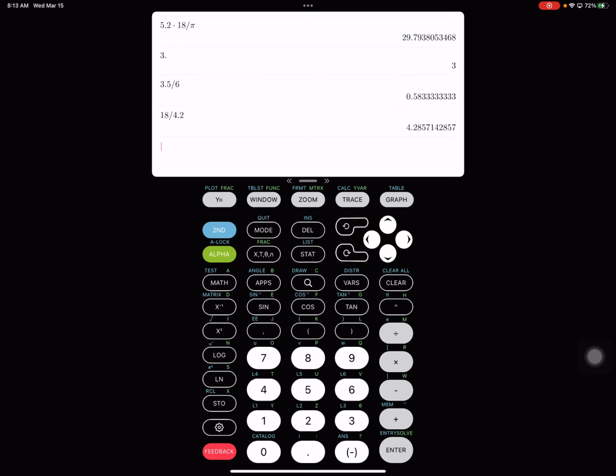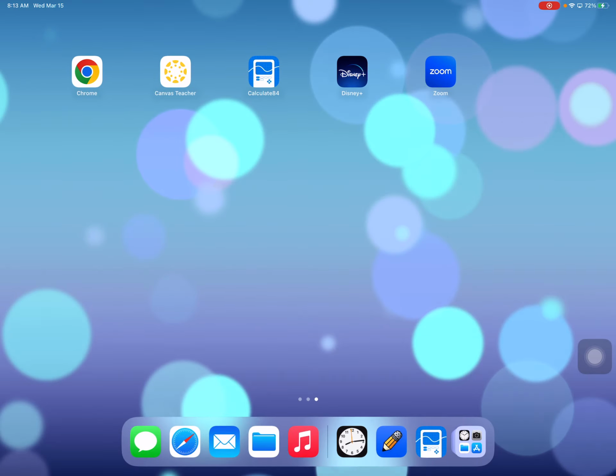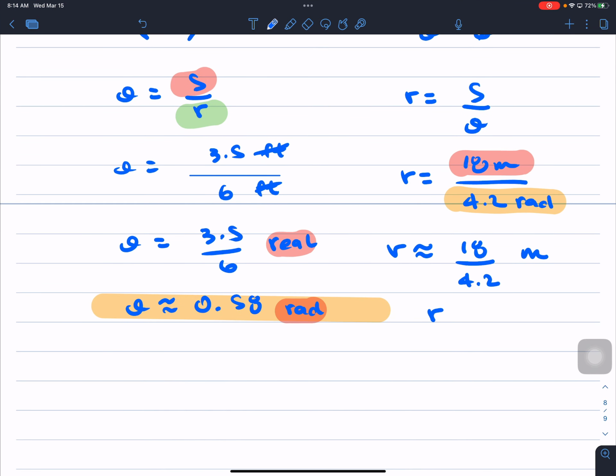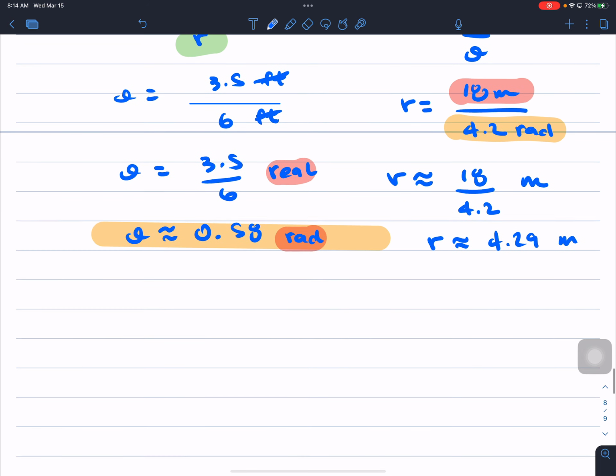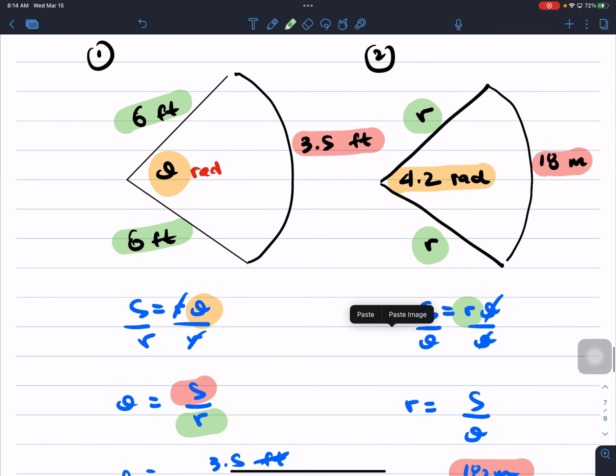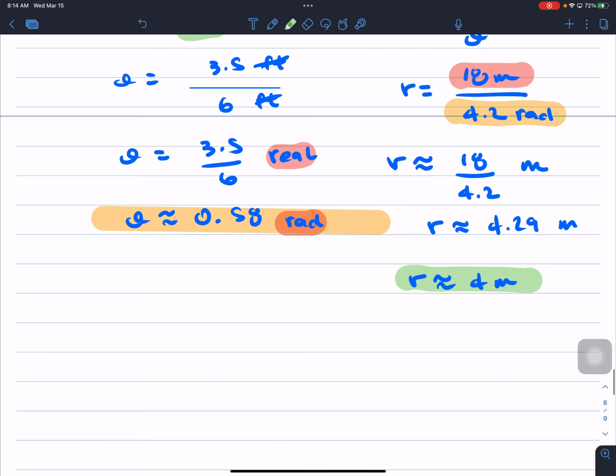Is what? 4.28 or 4. That's 4.29, right? So this will be really 4.29 meters, but if I go to a whole number, that's about 4 what? Meters. Okay, so my radius is 4 meters. So ladies and gentlemen, there you go.